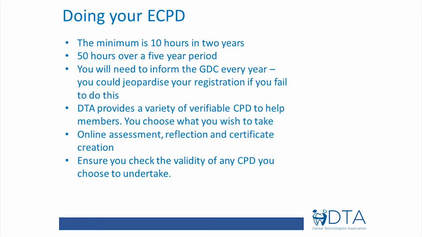Doing your ECPD, the minimum is 10 hours in 2 years. We're suggesting that you do 10 hours a year. That's 50 hours over the 5-year period. You will need to inform the GDC every year of how much CPD you have actually done. It can jeopardize your registration if you do not do this.